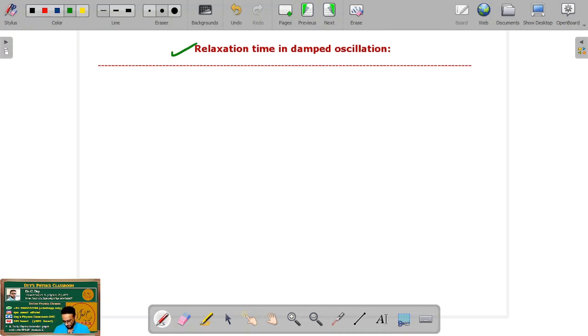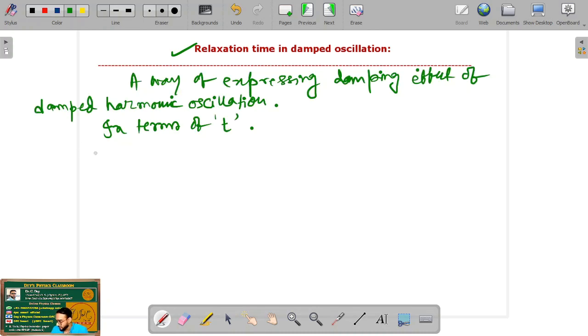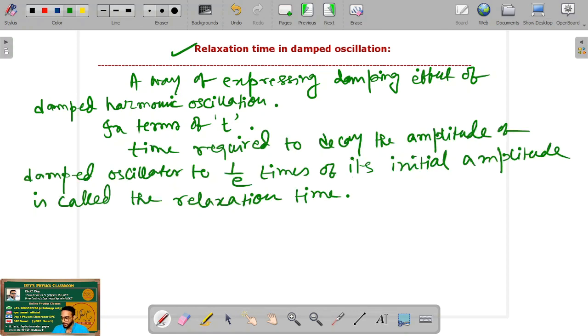So there is another way of expressing the damping effect of damped harmonic oscillation or damped harmonic vibration, and this is done in terms of time. So the time in which the amplitude of the damped vibration or damped harmonic oscillation reduces or decays to 1 by e of its initial amplitude, that is called the relaxation time. So the time required to decay the amplitude of a damped harmonic oscillator to 1 by e times of its initial amplitude is called the relaxation time. Suppose that time is denoted by tau. Suppose tau is relaxation time.